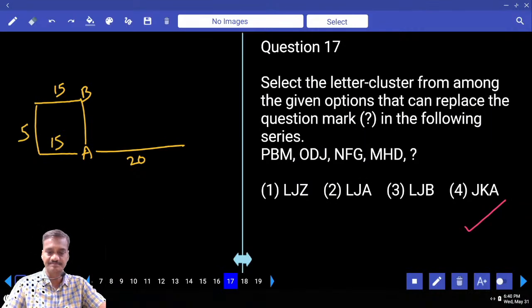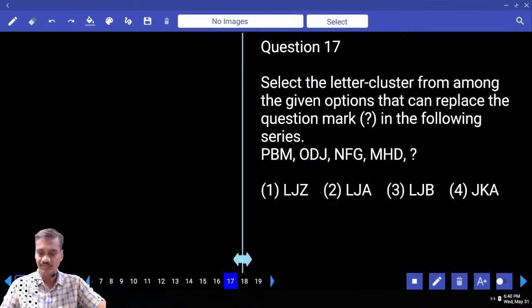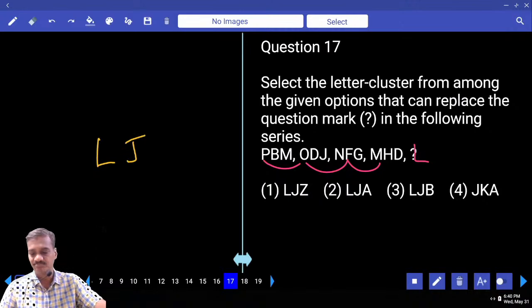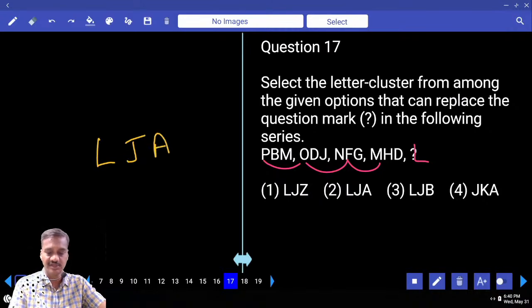Then 17th one was P and O. P and O, minus 1, minus 1. L, M, N, O and P. Now L is the first letter here. Then second, B and D plus 2, plus 2. H plus 2 is J. L, J. And third one, M minus 3, minus 3. D minus 3 is A. L, J, A, choice 2, question number 17.